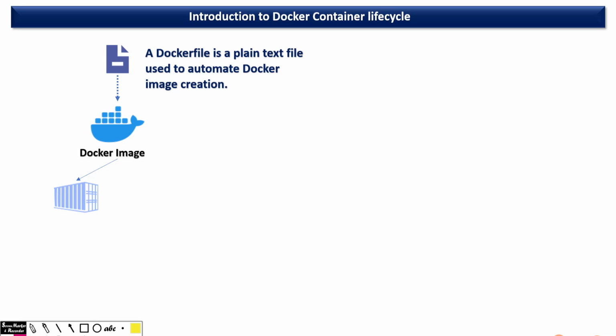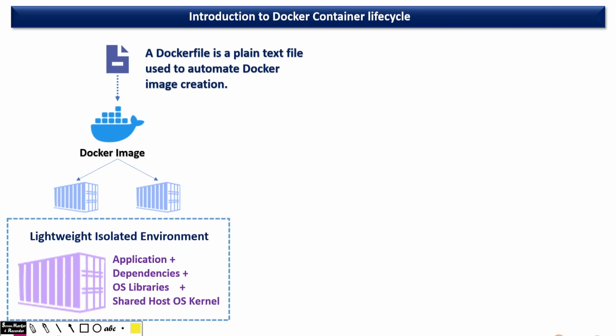From that image you can create containers, right? I already told you one image can be used for multiple containers. From one image, guys, you can create multiple containers. If your container gets damaged, destroyed or deleted, your container will be replaced because of that Docker image. So today our topic is the container lifecycle. This line is very important: a container is lightweight and contains application code plus dependencies and a shared kernel, right?